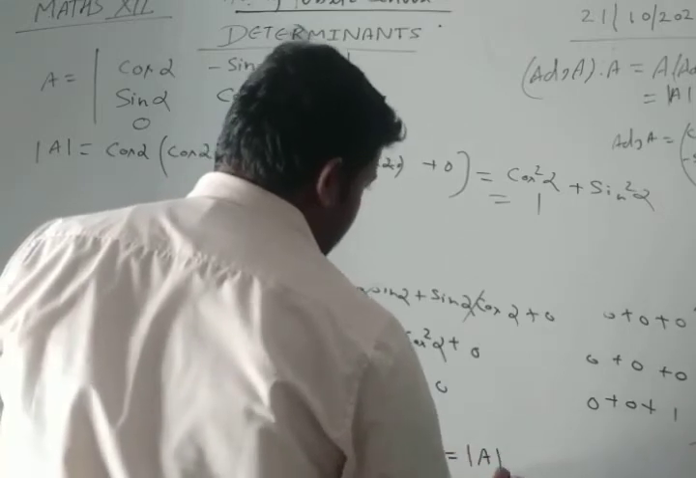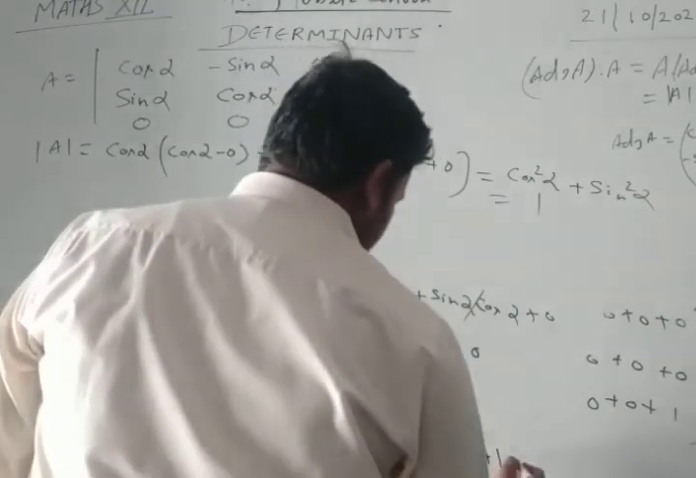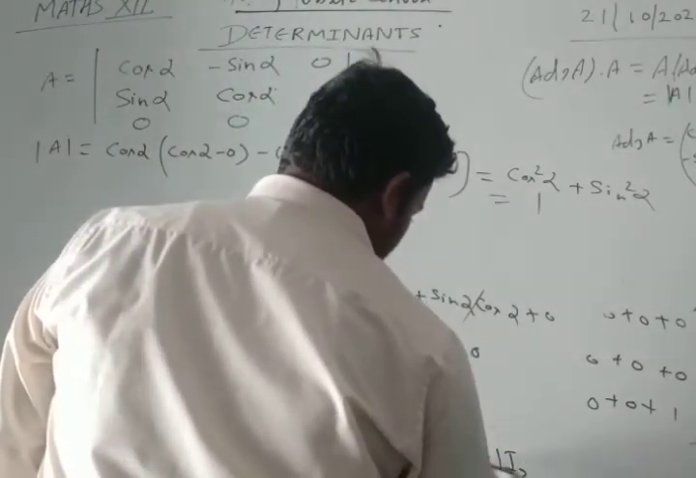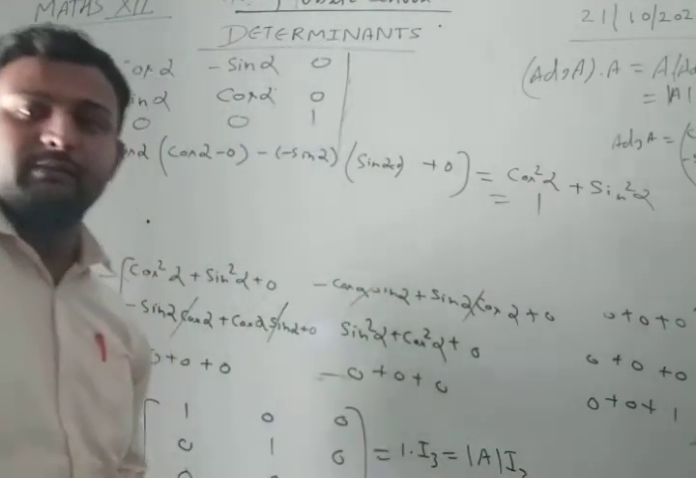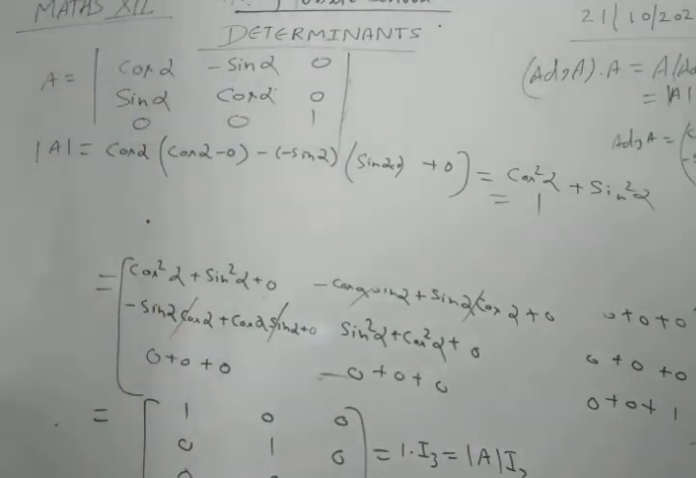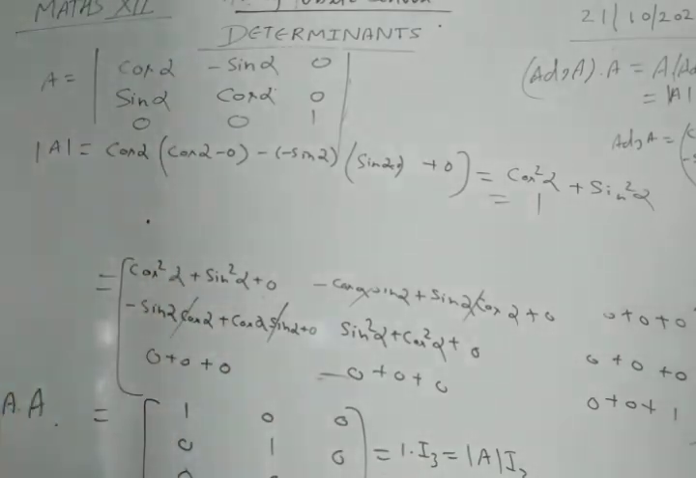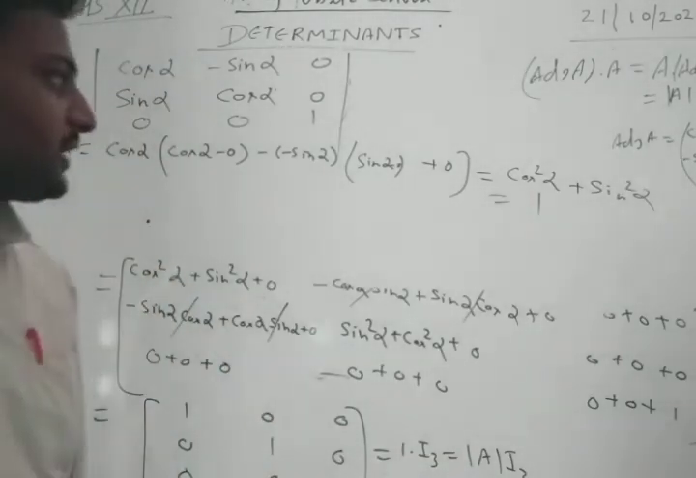So we can write determinant of A is 1, so we write determinant of A times I3, because this is the identity matrix of order 3. So in this way, adjoint of A into A, after multiplication, we get determinant of A times identity. So our left hand side is proved.